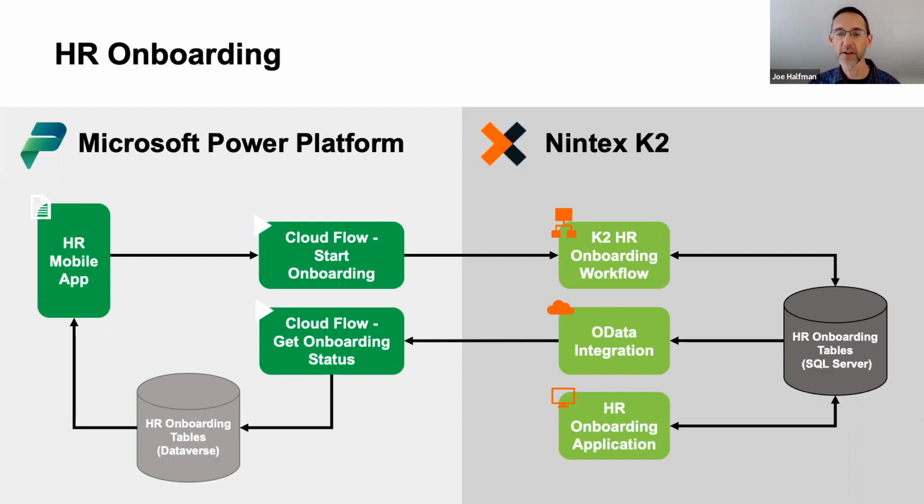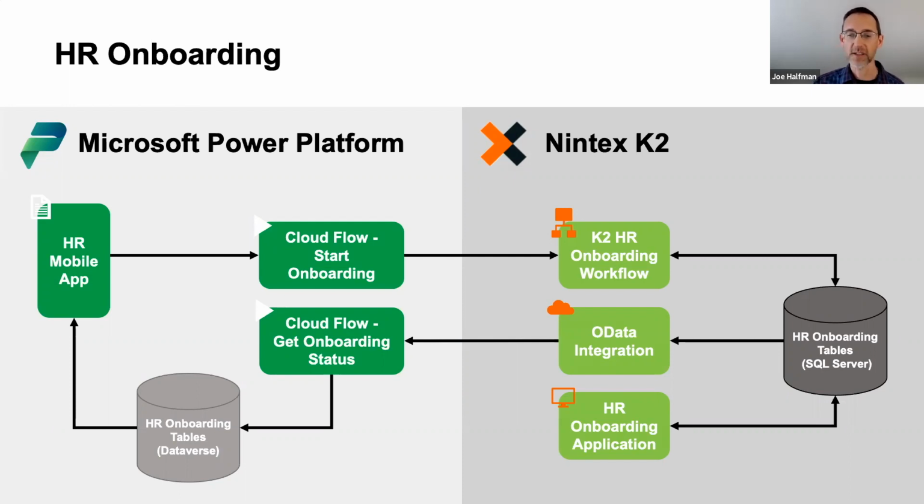So here's a high-level overview of the architecture for the integrated solution. On the Power Platform side, there is an HR mobile app for providing an easy-to-use interface for submitting new requests and getting the status of onboarding requests. On the K2 side, there's an onboarding workflow for assigning all of the onboarding tasks, along with the HR onboarding application that the HR staff uses to manage the request and complete the required tasks.